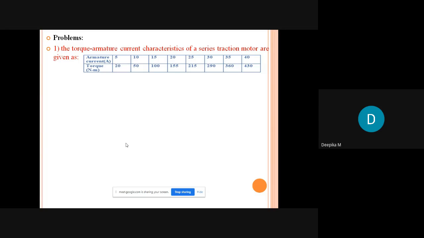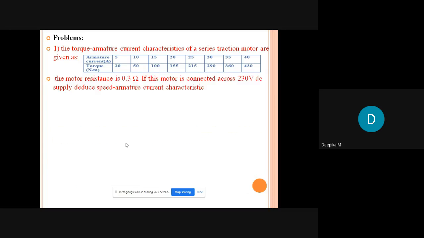Here they have tabulated some of the readings, that is, for different armature currents they have measured the torque. Hence they have tabulated the readings like this. For this tabulation, the motor resistance is 0.3 ohm. If the motor is connected across the 230 volt DC supply, find the speed armature current characteristics.